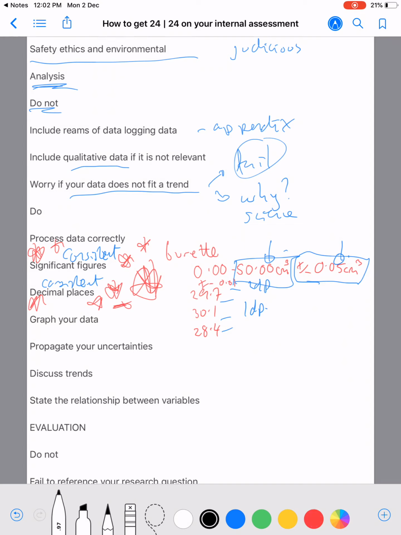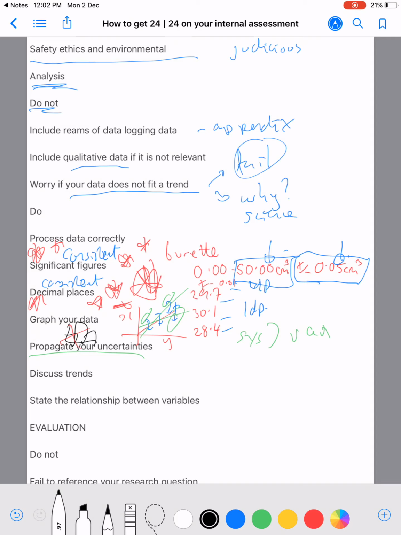Do graph your data. Do not do a bar chart. That's not going to get you top marks. Do a graph with a line on it. Have labels on your axes. Have error bars, which I'll come to in a bit. Have a maximum and a minimum gradient, and talk about if your error bars are outside your maximum minimum gradients, then you have systematic more than you have random errors. I'll come to more of that in a second.